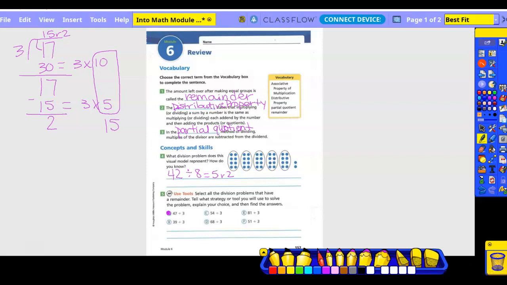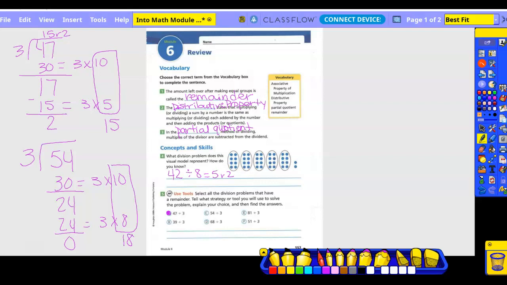Okay, C. So I have 54 divided by 3. Okay, so what can I do first? Can I do 30? Yes. So equals 3 times 10. And then I'm left over with 24. Is 24 a multiple of 3? Yes. So I could just do 24, right? And that would be 3 times 8. Nothing left over. I'd add these and I'd get what? 18. Okay, so did I have a remainder? No. So C would not work.